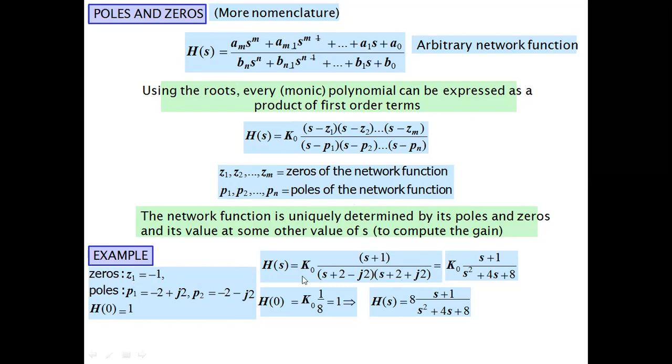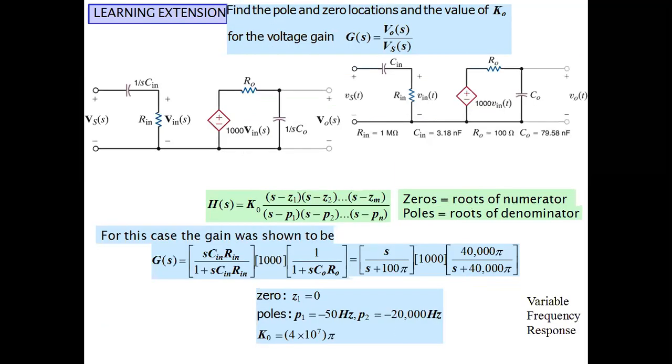Z1 equal to -1. There can sometimes be multiple poles, sometimes one pole, one zero, or multiple zeros. If we look at the denominator, you get the roots by solving s plus 2 minus j2 in one bracket, s plus 2 plus j2 in another bracket, equal to 0. You will get the roots -2 plus j2 and -2 minus j2. These are nothing but the poles. So here you will get the zeros and poles. If we have any circuit, as you can see here, find the poles and zeros locations and the value of k0.